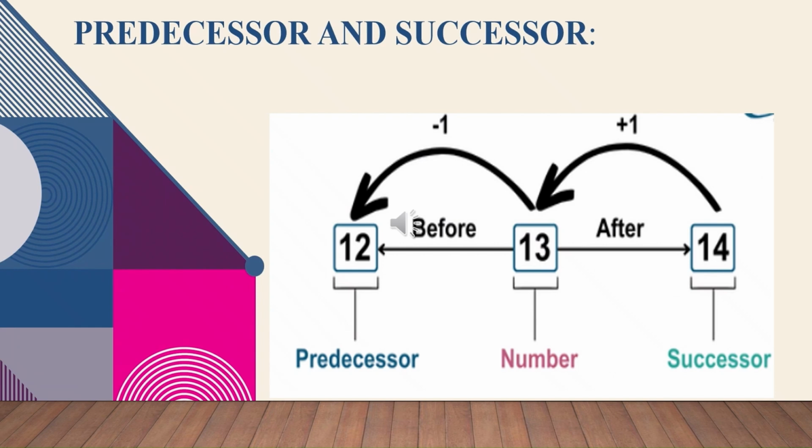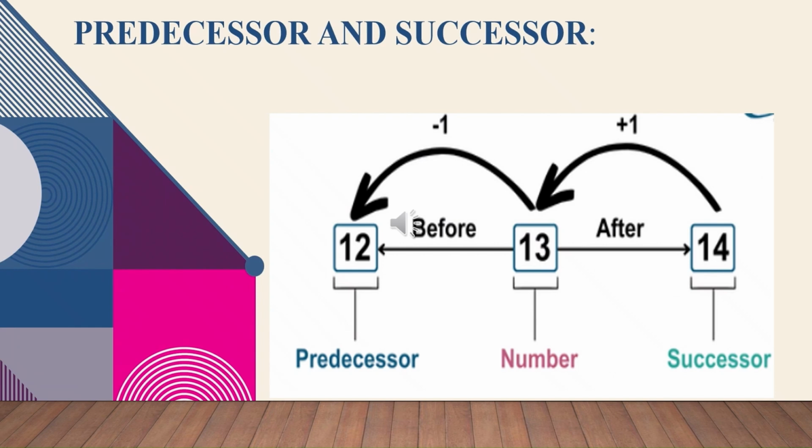So, what is a predecessor and a successor? Predecessor, the number that comes just before the given number. Suppose the number given to you is 13. 13 is the number given to you, and the number that comes just before that is predecessor. How did you get this predecessor? By simply subtracting 1 from the given number. By subtracting 1 from the given number, you will get the predecessor. Predecessor is the before number.